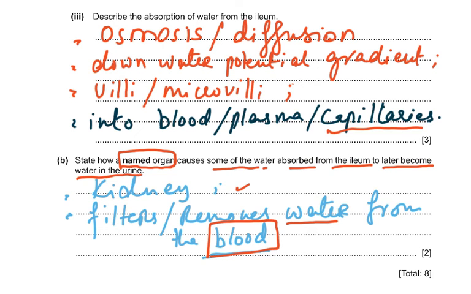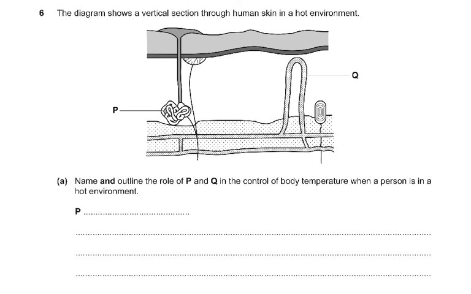The essay question: the diagram shows a vertical section through human skin in a hot environment. Name and outline the role of P and Q in the control of body temperature when a person is in a very hot environment. So P and Q. So P is the sweat gland.